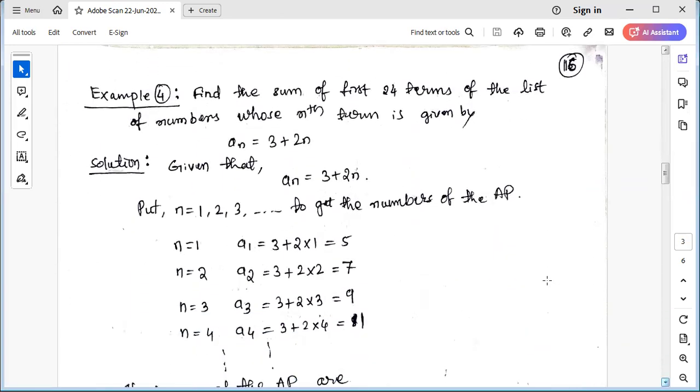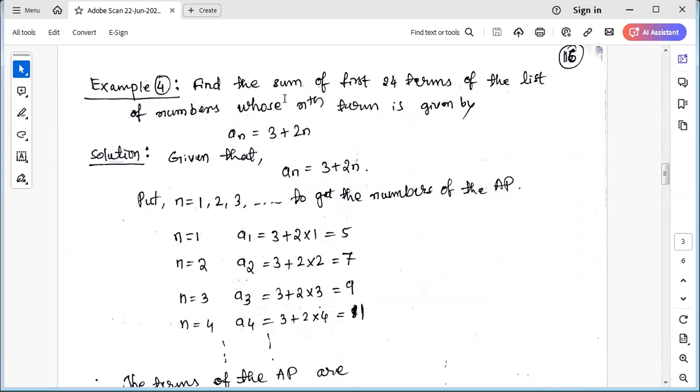Go to the fourth example. In the fourth example, find the sum of the first 24 terms of the list of numbers whose nth term is given by an is equal to 3 plus 2n. So here the general term is given. We have to put n is equal to 1, 2, 3 and so on to get the various terms of this arithmetic progression.